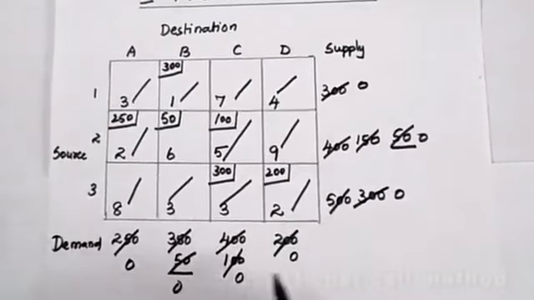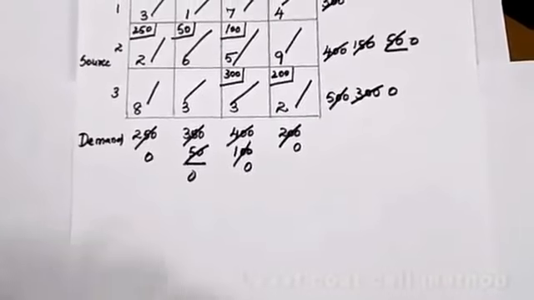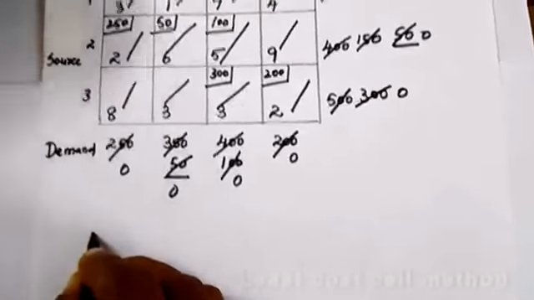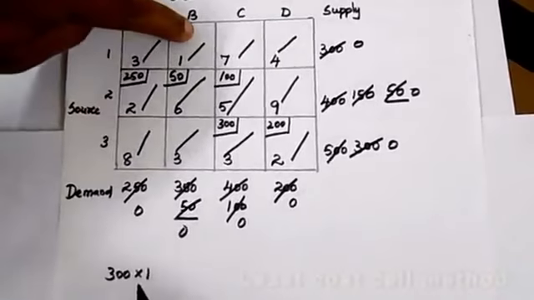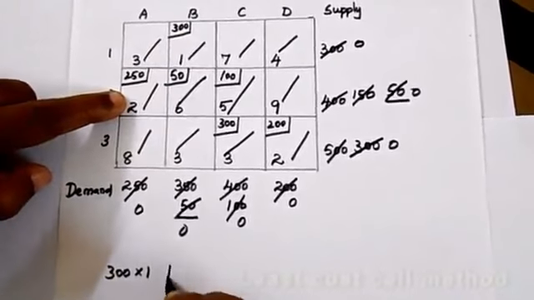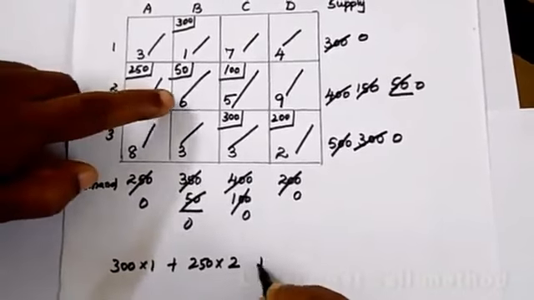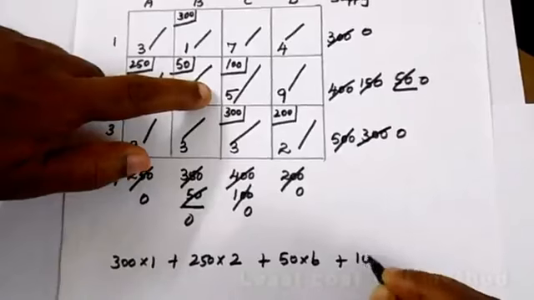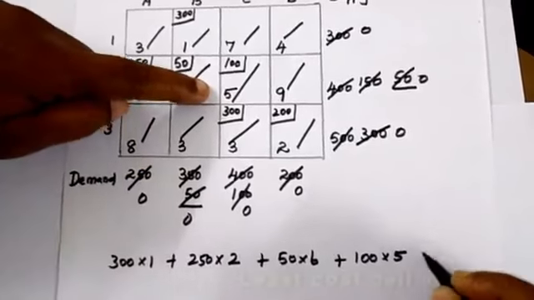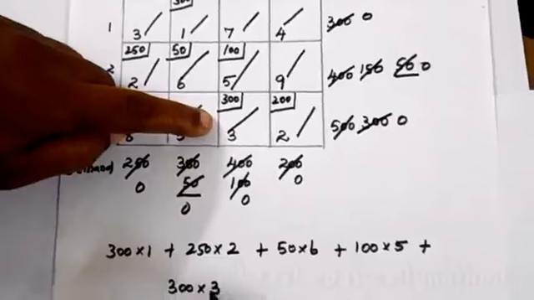Now just multiply the value and find the answer. First one, 300 into 1. Second cell, plus 250 into 2 plus 50 into 6 plus 100 into 5 plus 300 into 3 plus 200 into 2.